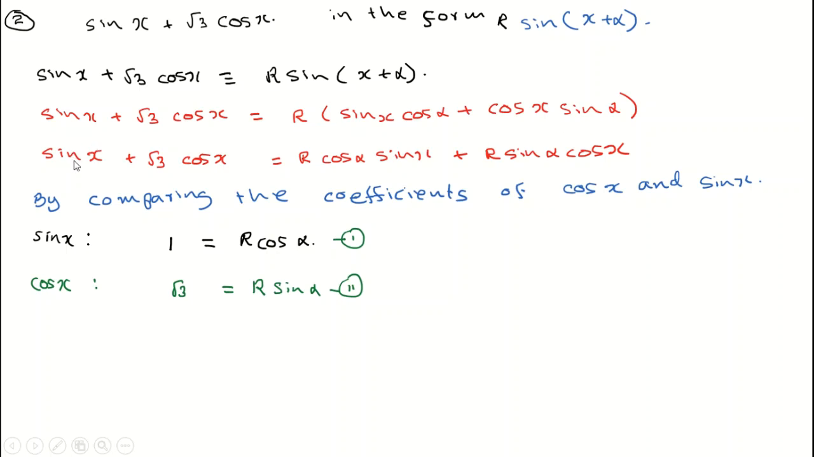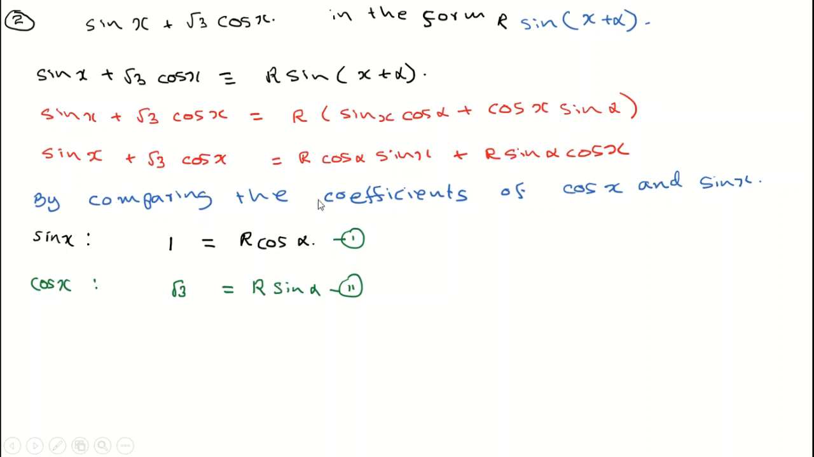So then we can write sin x plus root 3 cos x is equal to r cos alpha sin x plus r sin alpha cos x. As in the earlier case, I switched these two for our convenience.